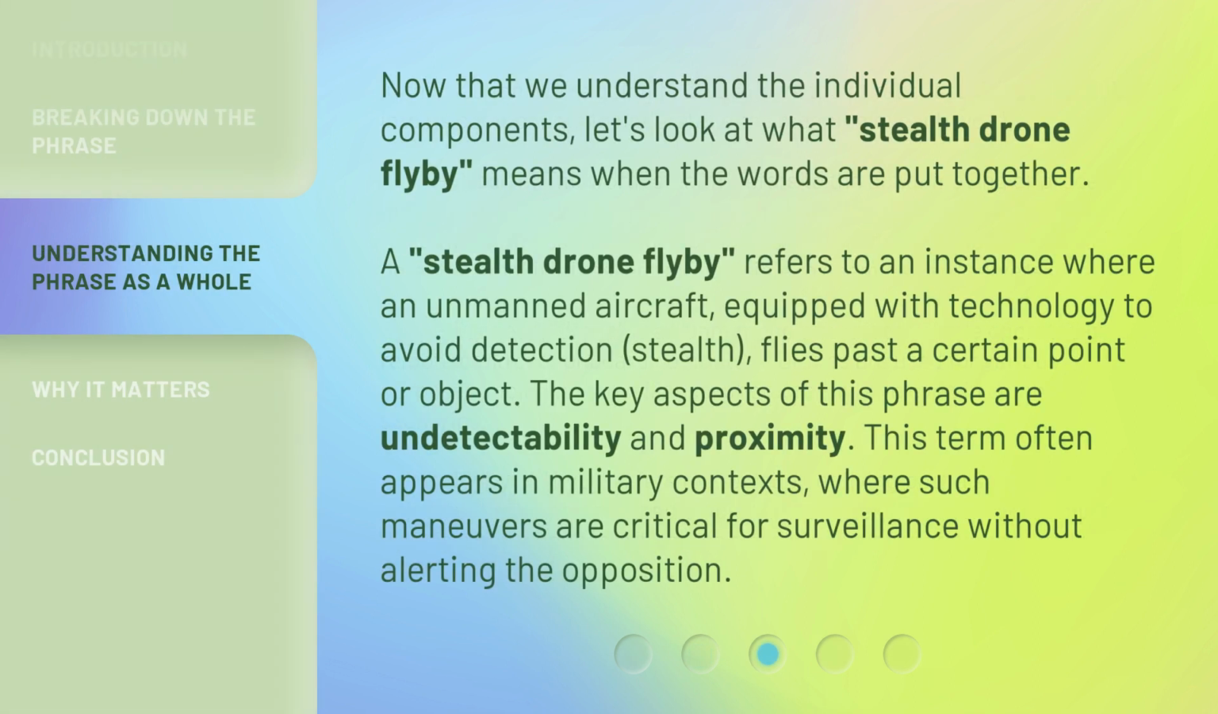Now that we understand the individual components, let's look at what stealth drone flyby means when the words are put together. A stealth drone flyby refers to an instance where an unmanned aircraft, equipped with technology to avoid detection, stealth, flies past a certain point or object. The key aspects of this phrase are undetectability and proximity. This term often appears in military contexts, where such maneuvers are critical for surveillance without alerting the opposition.